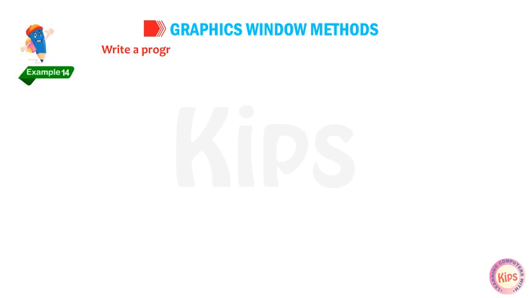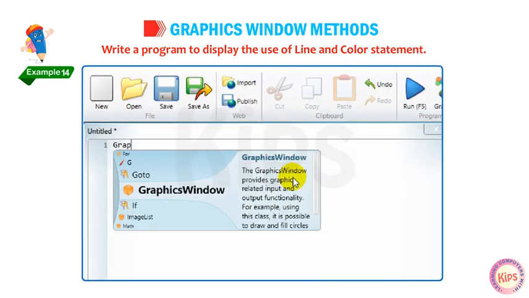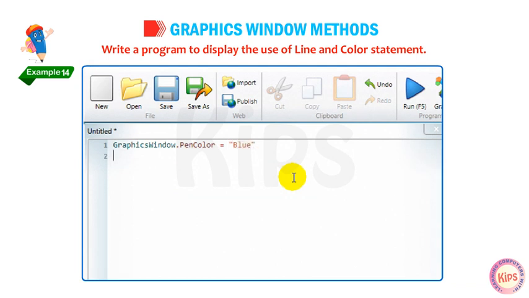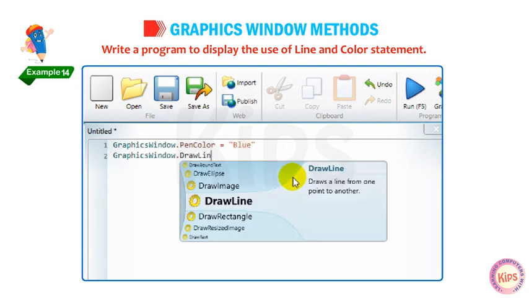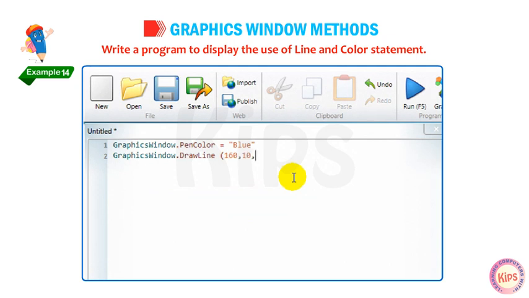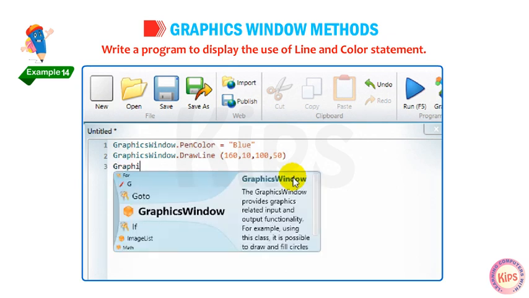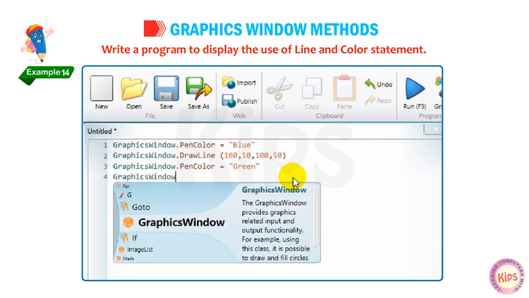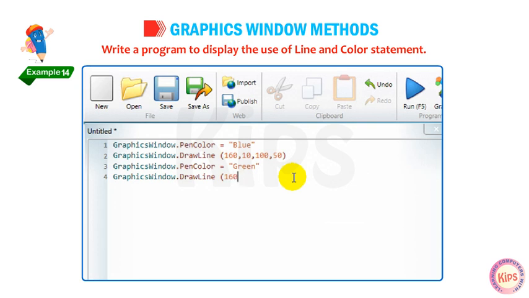Example: write a program to display the use of line and color statement. GraphicsWindow.PenColor = "Blue". GraphicsWindow.DrawLine(160, 10, 100, 50). GraphicsWindow.PenColor = "Green". GraphicsWindow.DrawLine(160, 10, 220, 50).